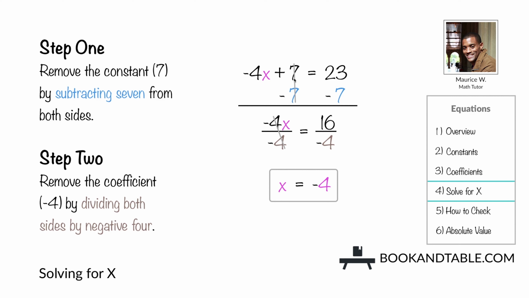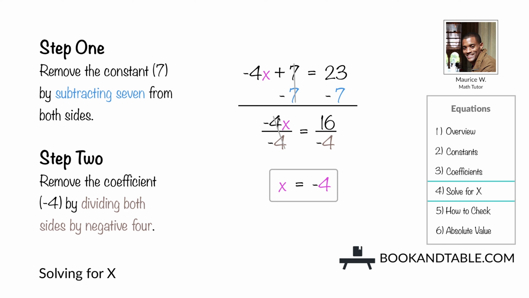Step 1, remove the constant, positive 7, by subtracting 7 from both sides. Positive 7 and negative 7 cancel each other out, leaving us with just negative 4x on the left side. 23 minus 7 would leave us with 16.